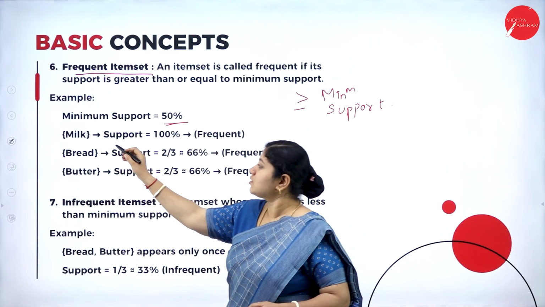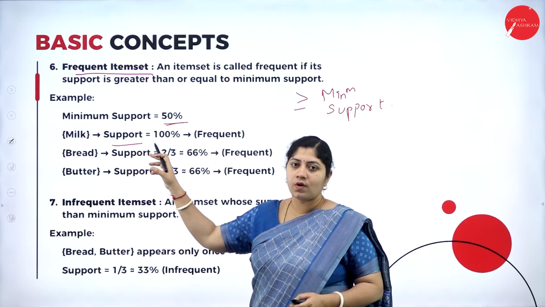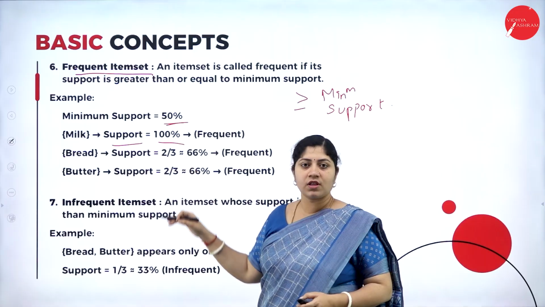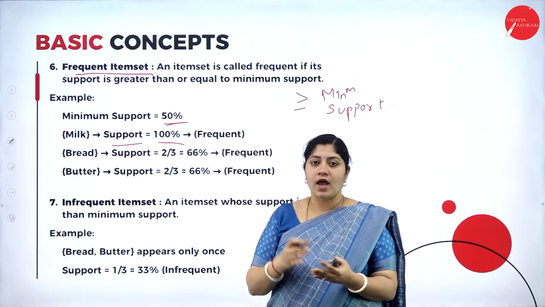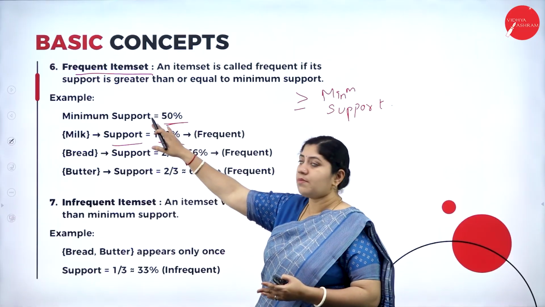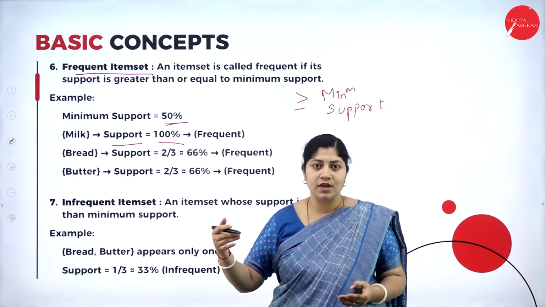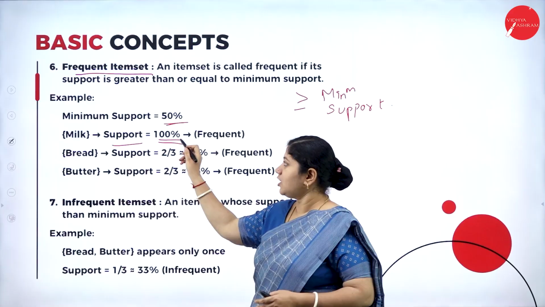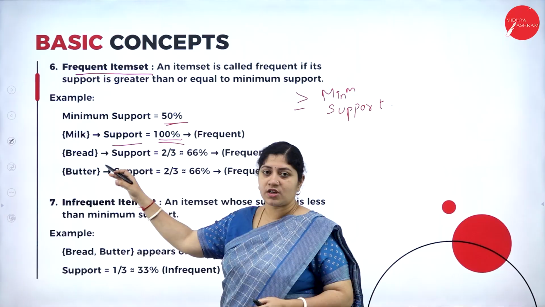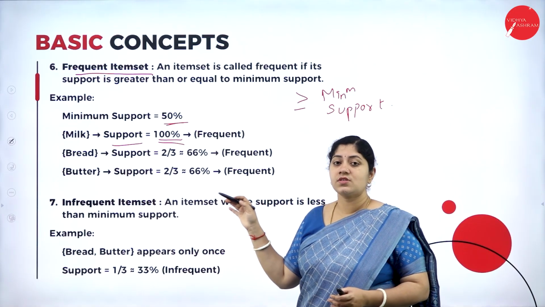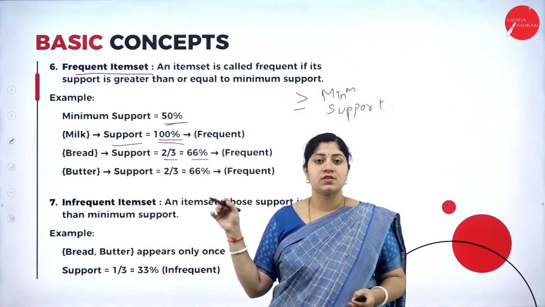Up next, the item sets we have considered. The first is milk. Milk is repeated with other items, so we can consider it mostly repeated, and it is greater than our minimum support of 50%, correct? Because it is the most repeated item, we are considering it as 100%. The next item set is bread, and the support we can consider is 2/3, which is about 66%.